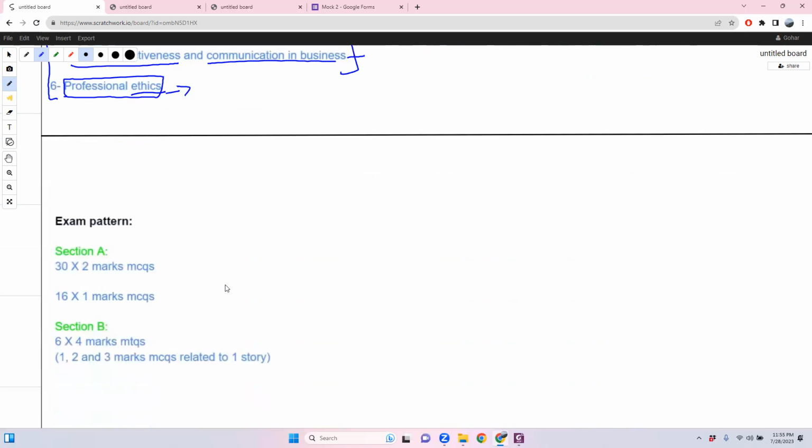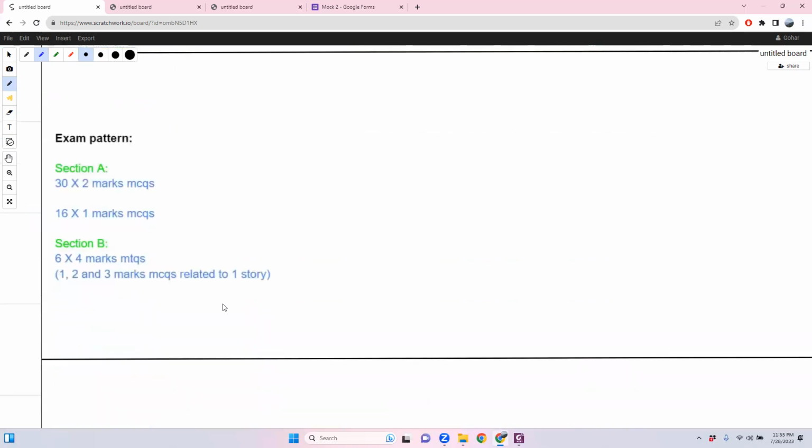Apart from this, what is the exam pattern of the F1 exam? The exam pattern of F1 is very simple and straightforward. There are 2 sections, section A and section B. Within section A, there are 2 types of questions, and both are just MCQs. There are 2 types of MCQs that will be asked in section A.